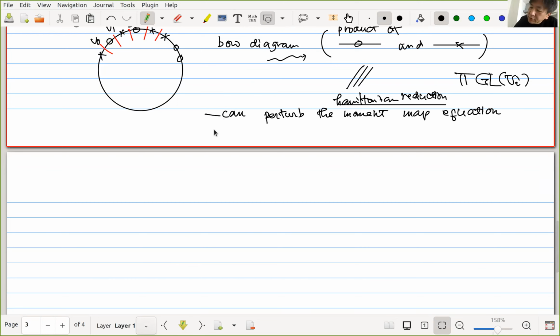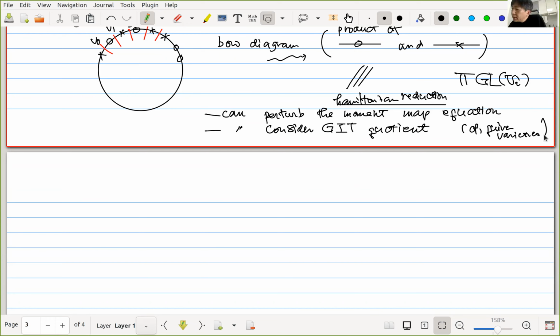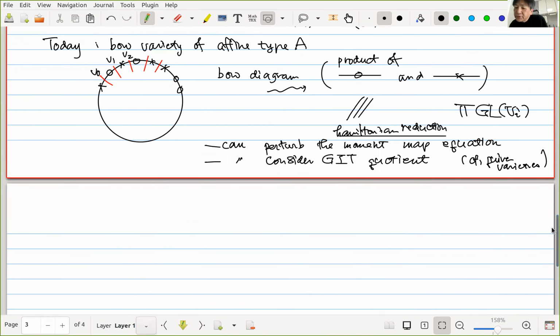Or you can consider the GIT quotient. So this is as usual for the quiver varieties. So there's one technical remark on this.